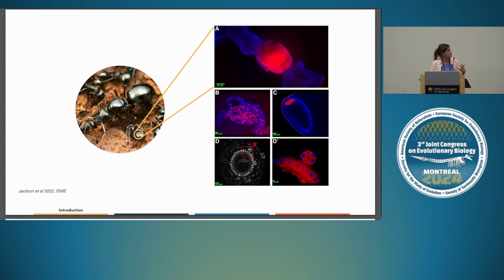What's really interesting is that even though these ants have independently acquired these symbioses, they're all housed in the same way. They're all found in specialized cells, known as bacteriocytes, which are around the midgut. In panel A, you can see in red the bacteria, packed tightly around the midgut. And then it's also found in the ovaries and the eggs, which are shown in panel B and C. This is in a Formica fusca ant.